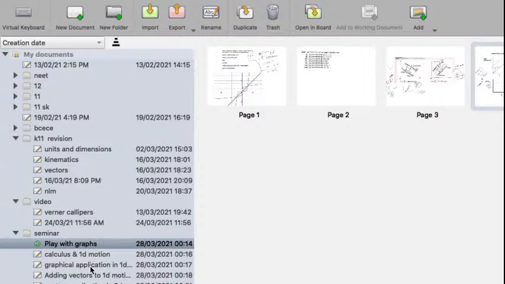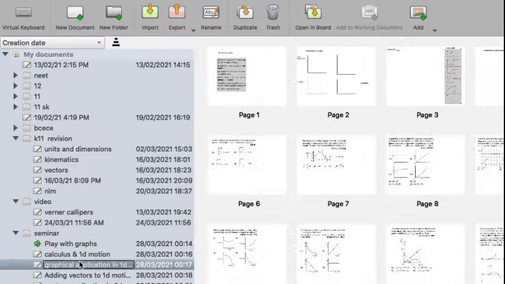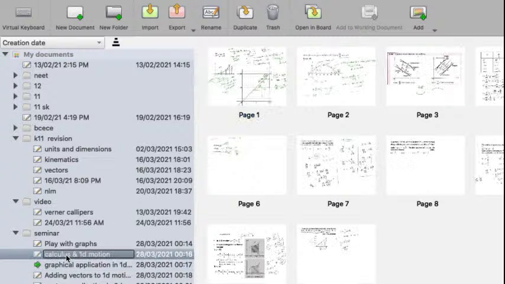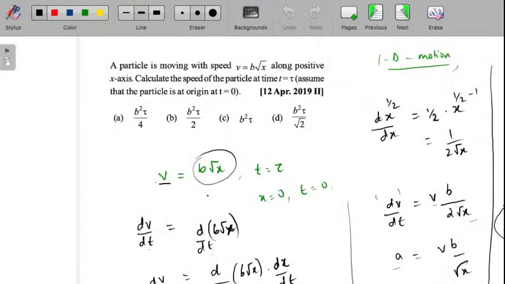Let's try to use these particular concepts in 1D motion and the kinematics of 1D motion. Let's try to understand certain standard cases of problems discussed with these concepts. Before we go there, let's go back to that problem which we have left out here. As you see here, the value of dx by dt is b root x.